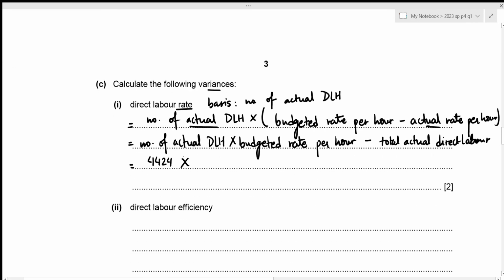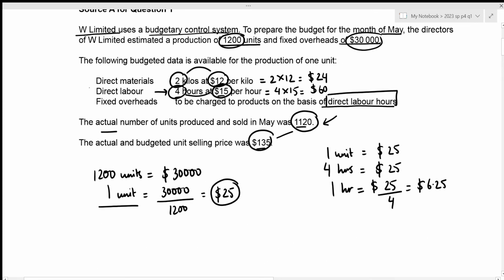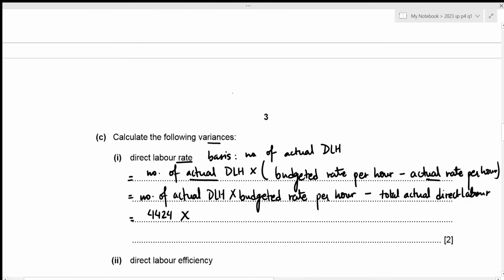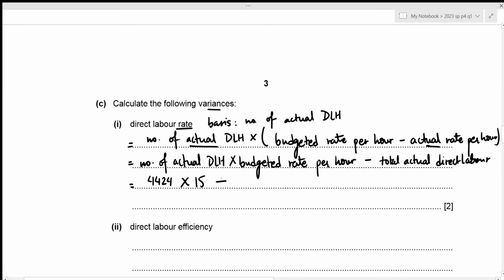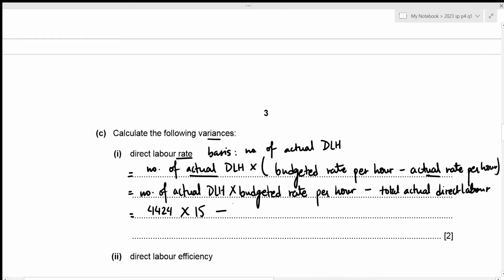Times the budgeted rate per hour, which we calculated above. So the budgeted rate per direct labor hour is given to be 15 right here. So we just substitute this value minus the total actual direct labor cost, which is given right here to be 67,466. Let's write that amount down. Now this gives the direct labor rate variance to be negative 1106. And this is a negative value, which means that our budgeted rate is lower than the actual rate. And when our actual cost is greater than the budgeted cost, that is not something good for the company, which means that this variance is an adverse one.